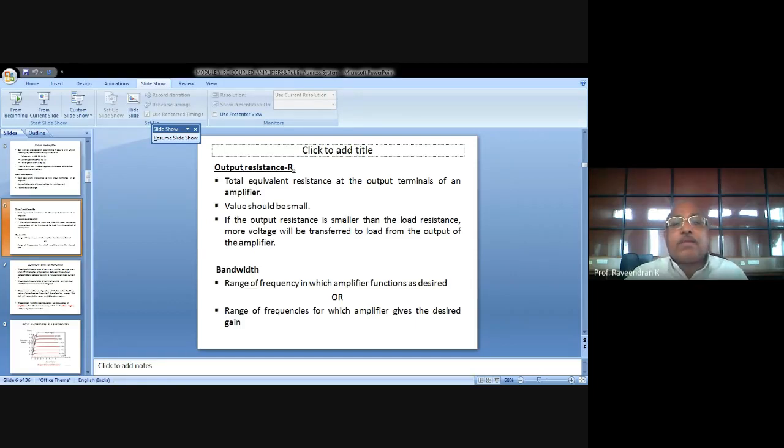Then what's the third need? To make the operating point independent of the transistor parameter beta. What is the transistor parameter beta? Beta is the voltage gain or current gain, isn't it? For a CE configuration, beta is the voltage gain or current gain. Voltage gain AV can be represented in terms of beta, and current gain AI may also be represented in terms of beta.